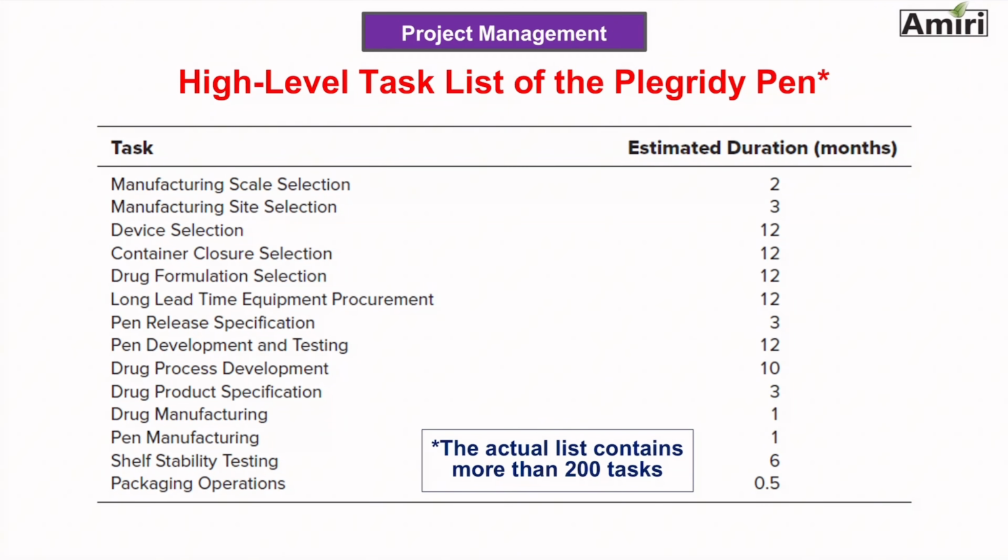An example of a kind of high-level task list of the PlegReadyPen. Again, the actual project plan had over 200 tasks. These are, again, just high-level, just major headlines and headings and milestones of the projects, plus their duration in months. And most of them are 12 months. But as we've talked about task dependencies, a lot of them could be coupled or could be parallel, and you can figure out the timeline of the project based on the task dependencies.